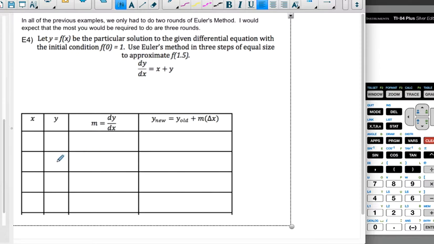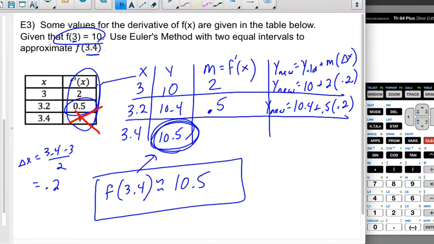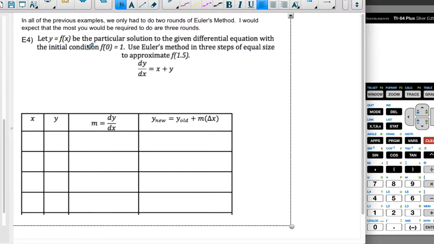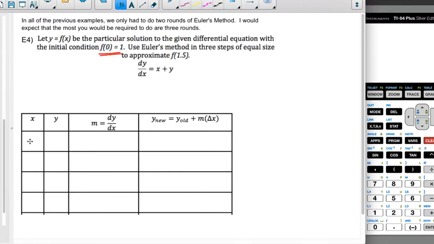If it's a calculator section, by all means, do not do this adding and multiplying and stuff by yourself in your head. But you're not always going to have a calculator, so we should prepare for that. So let f of x be the particular solution to the given differential equation with initial condition f of 0 is 1. So f of 0 is 1 goes on my table. I know that my slope is x plus y. I am asked to use 3 steps of equal size to approximate f of 1.5. So 1.5 minus 0 over 3 means that my step size is a 0.5, right?